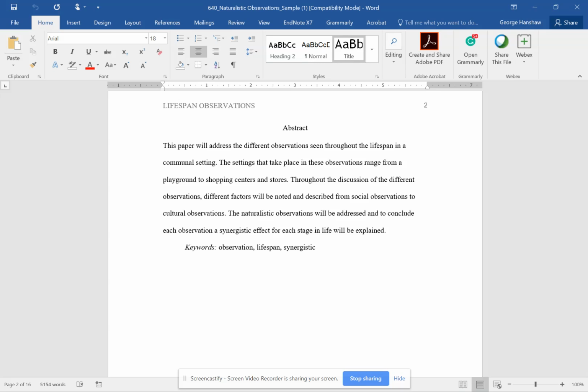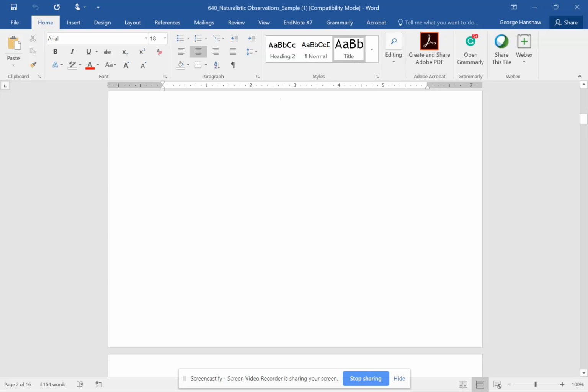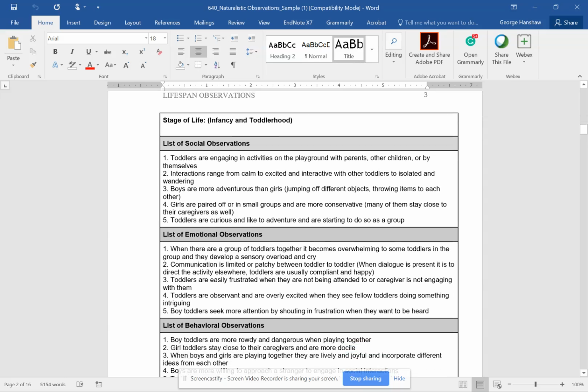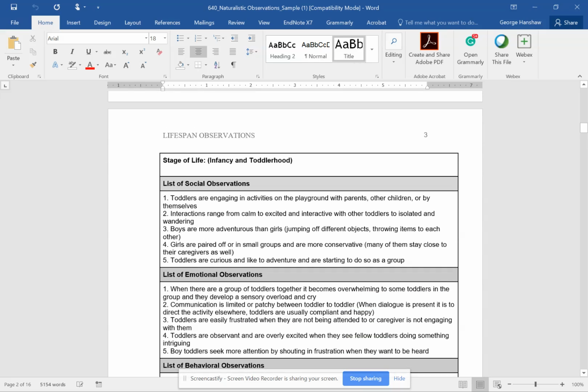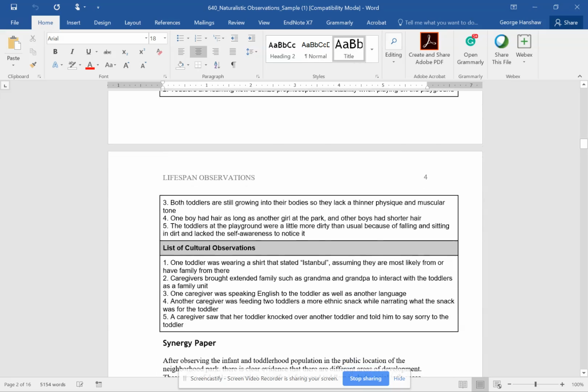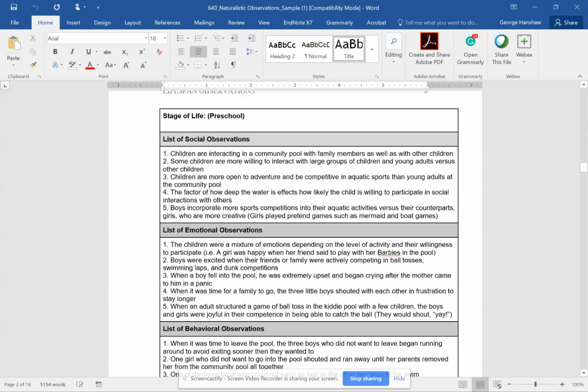A good abstract has a hook, so it pulls somebody in to what you're reading. Make it interesting. Highlight some points that you found. And then notice, jump right in: stage of life, toddler, the synergy paper, stage of life, preschool.